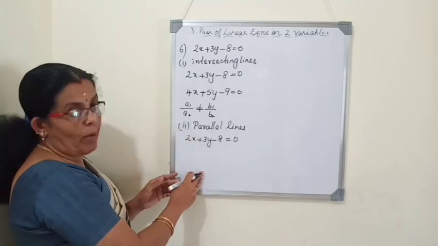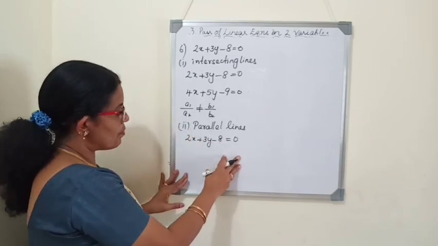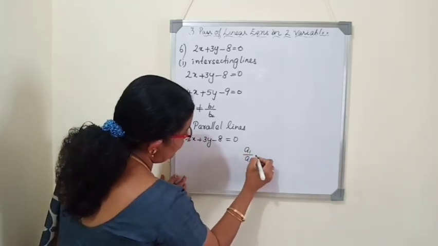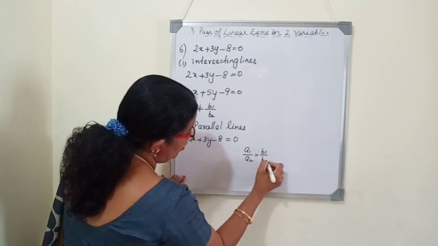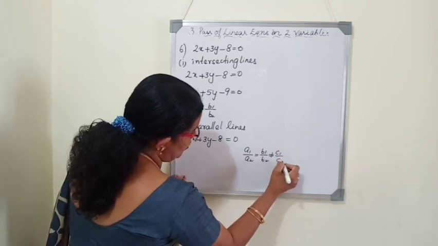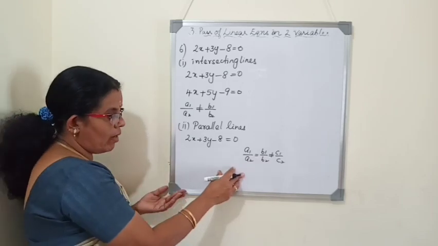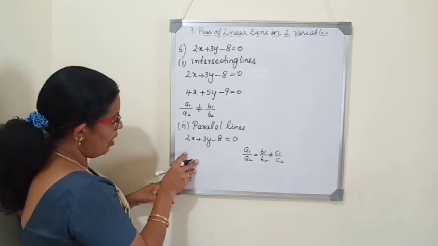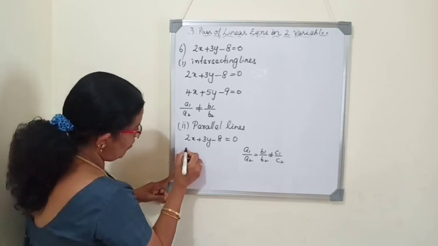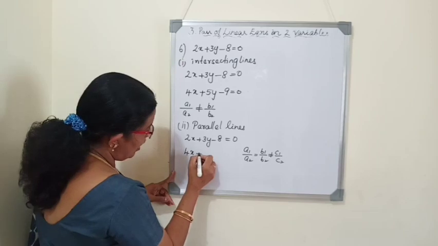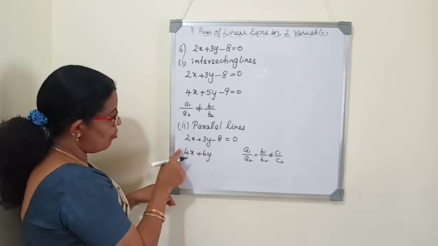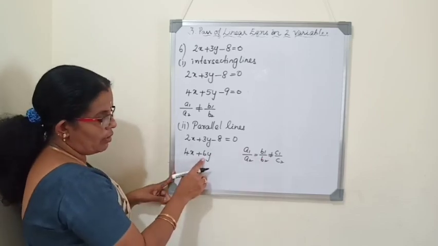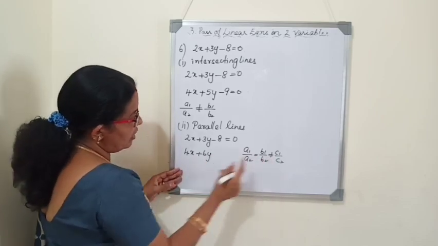What is the condition for parallel lines? Parallel lines means no solution. The formula is a1 by a2 is equal to b1 by b2 not equal to c1 by c2. So the first two ratios should be equal but the third ratio should not be equal. When I write the second equation, I will start with the same 4x, then 6y. See, 2 by 4 is 1 by 2, 3 by 6 is also 1 by 2. So a1 by a2 is equal to b1 by b2, not equal to c1 by c2.